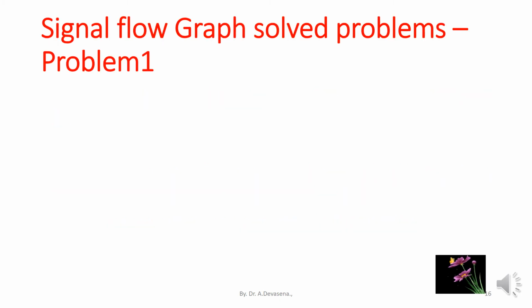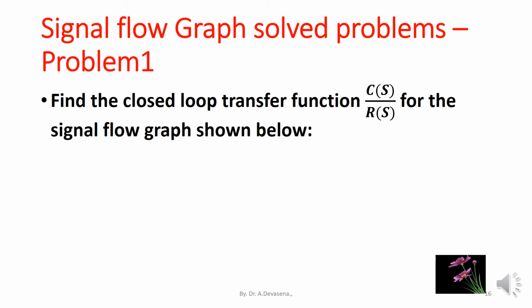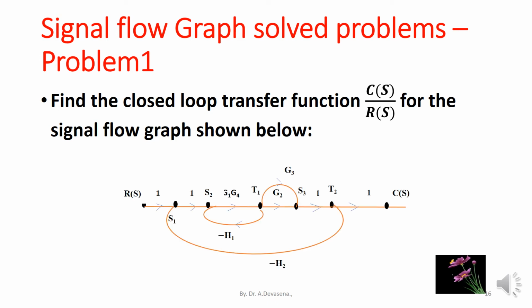Signal flow graph solved problems. Problem 1. Find the closed loop transfer function C(s)/R(s) for the signal flow graph shown below. This is the signal flow graph. For this signal flow graph, we have to find the transfer function C(s)/R(s). The input R(s) has a gain of 1.